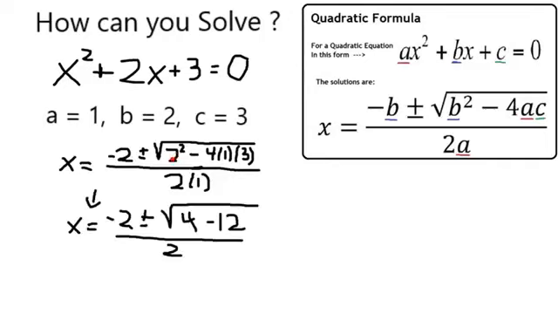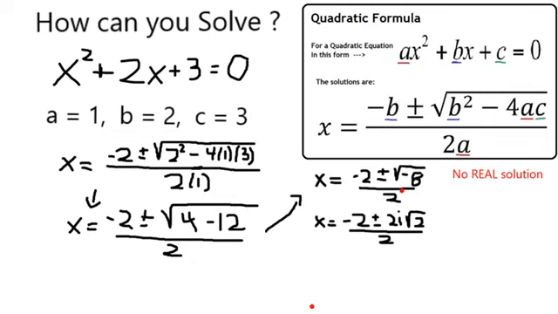If I simplify this a little bit, 2 squared is 4, and 4 times 3 is 12. So I'm actually going to get 4 minus 12 inside a radical. That's going to give me a negative. So a negative inside a radical means I'm not going to have a real solution.